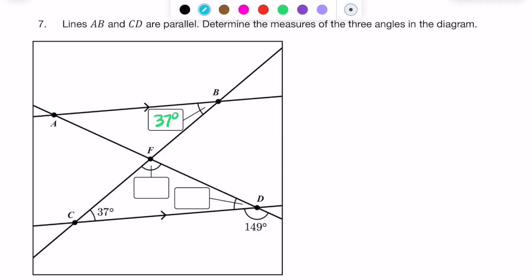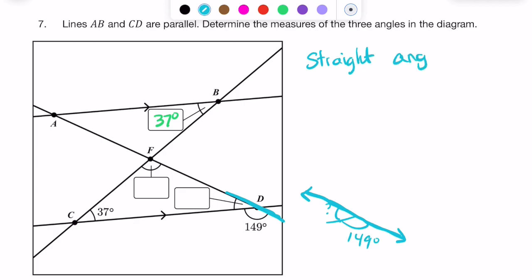Here, I have this line, and in that line, this angle is 149 degrees, and I'm trying to figure out what this is. But I know that those two angles form a straight line. And when we have a straight line or a straight angle, okay, that's 180 degrees total.